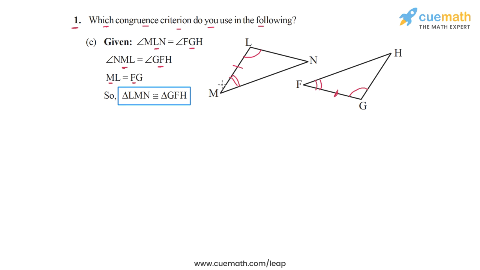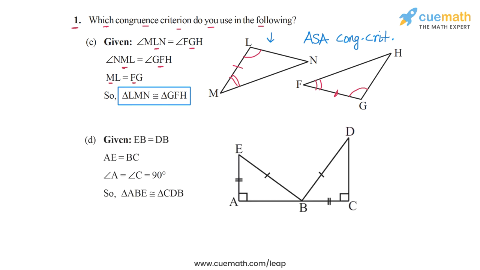So what we see for these two triangles is that two angles and a side of the first triangle are equal to the corresponding two angles and the side of the second triangle. This means that the ASA congruence criterion can be applied to make this claim of congruence for the two triangles in part C. Okay, and then we come to part D.